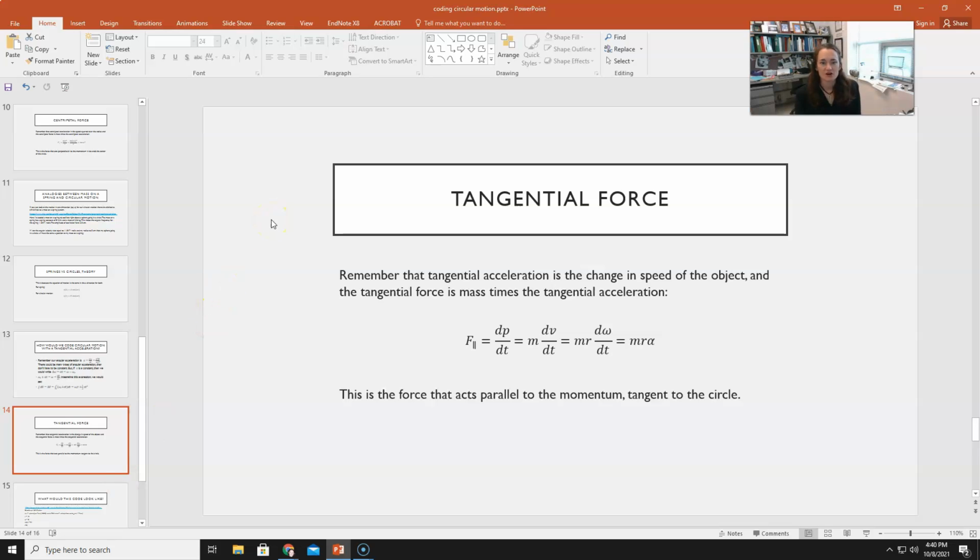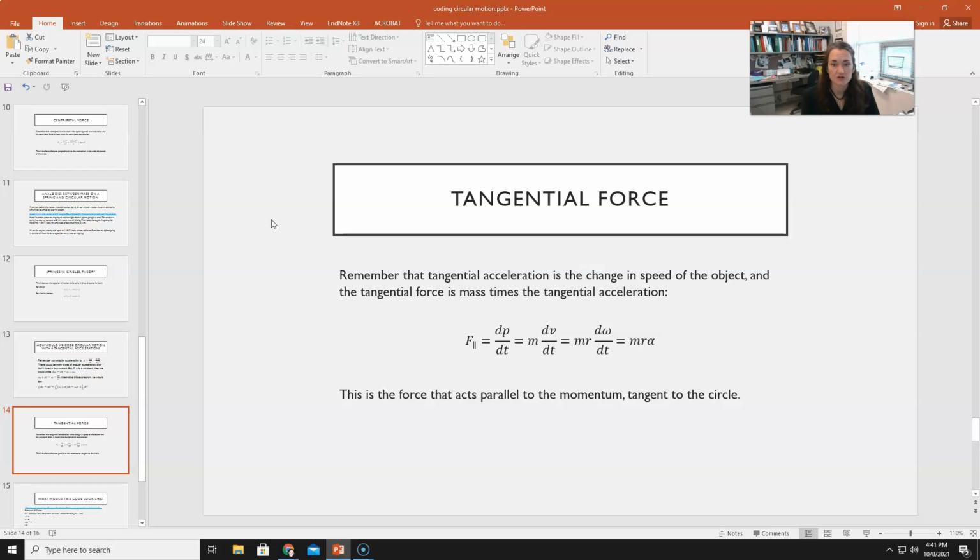Now we said that our tangential acceleration is the change in speed of the object. Okay, so we talked about a centripetal force or a centripetal acceleration as just being due to the change in direction of the object that's constantly happening. But if you want the object to also, in addition to changing direction, change its speed, then you need a tangential acceleration or a tangential force.